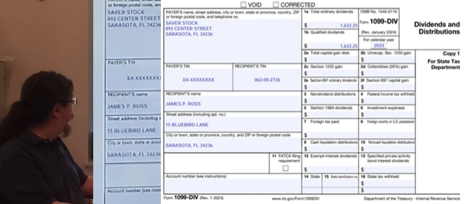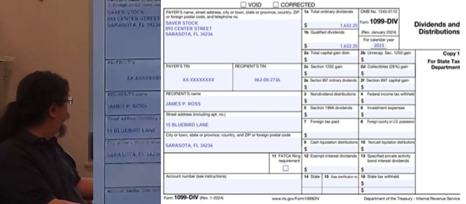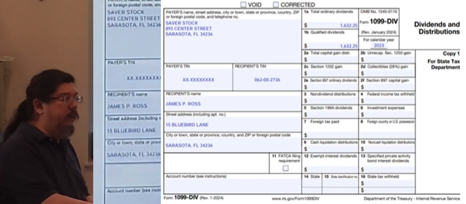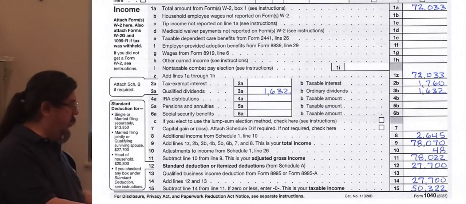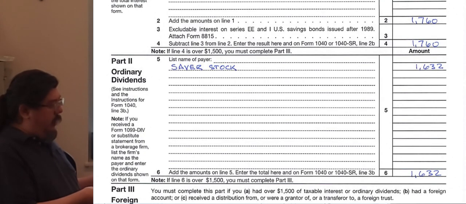And then finally, they have a 1099-DIV. Where would we report the total ordinary dividends? That goes on 1040 line 3b for the ordinary dividends. Qualified dividends is the full same amount, so 3a and 3b, yes. And because it's more than 1,500, it has to also be reported on Schedule B in Part 2 for ordinary dividends.